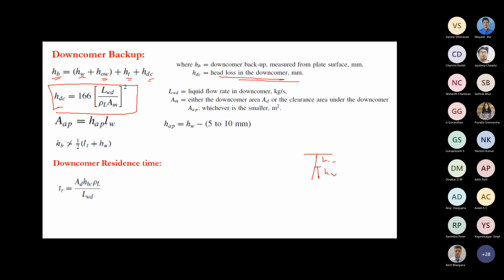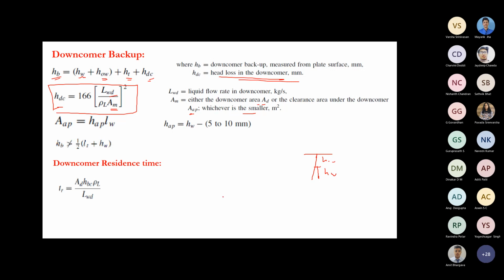Here LMD, or LWD, is the liquid flow rate in the downcomer, where AM is the mean area. This mean area is either the downcomer area AD or the clearance area under the downcomer apron. Whichever is smaller, you have to use.